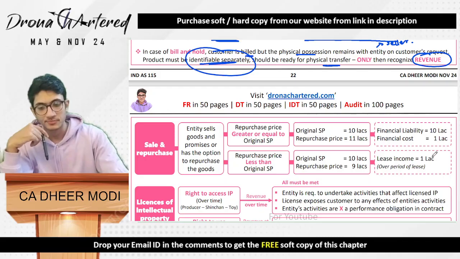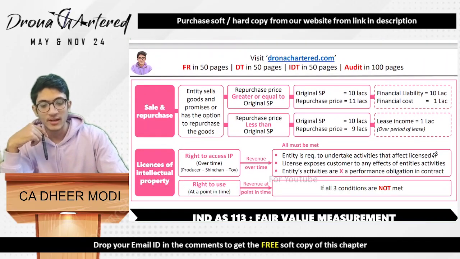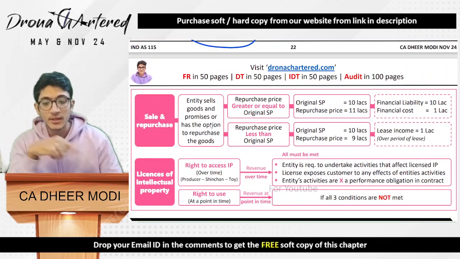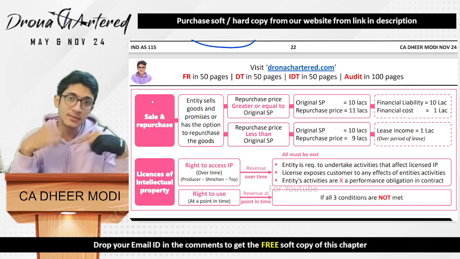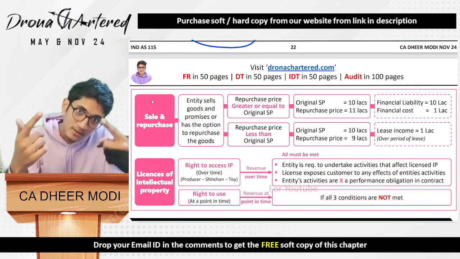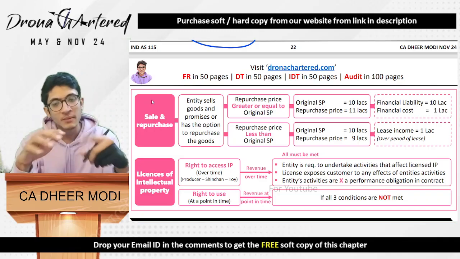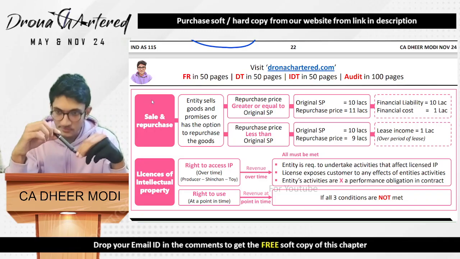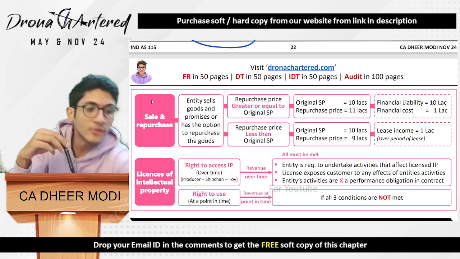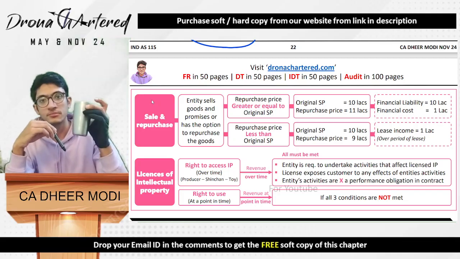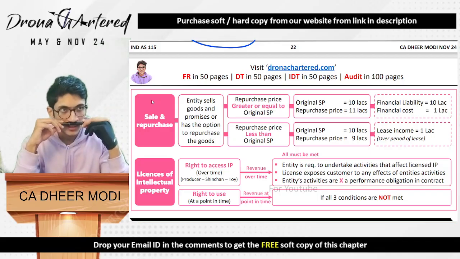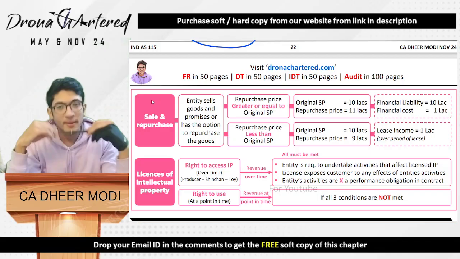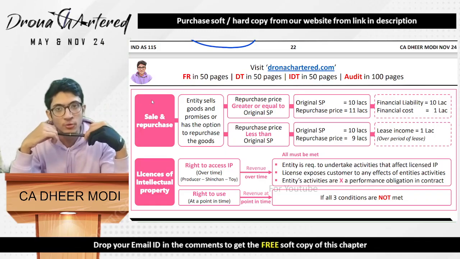Okay. Now coming to the last part of this chapter, which is sale and repurchase. What happens in sale and repurchase? I sell you an asset and then I again buy it back from you. Say for example, I have this glass with me. I sell this glass to you for 100 rupees and then I buy this glass back from you at 150 rupees. Why would I do this?